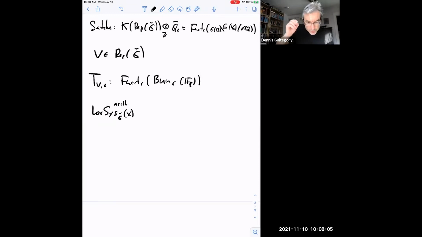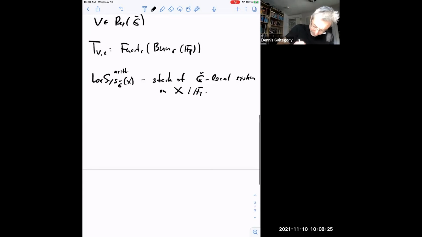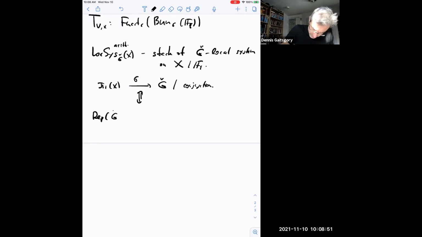Roughly, it's the stack of G-check local systems on X over F_q. When I say local system, you can think of it in either of two equivalent ways: either it's a homomorphism from pi_1 of X to G-check up to conjugation, or there is a Tannakian perspective. You can think of it as a symmetric monoidal functor from representations of the Langlands dual group to the category of Q_l bar l-adic local systems on the curve.